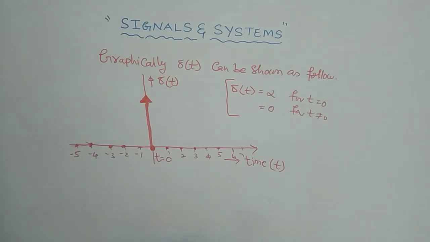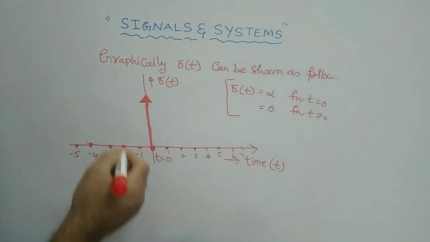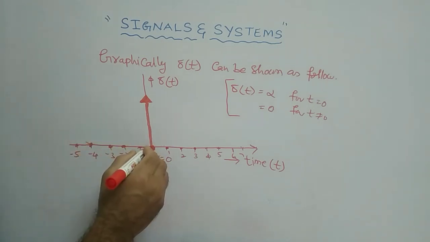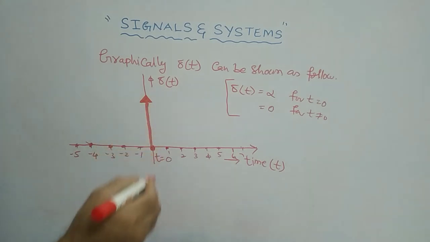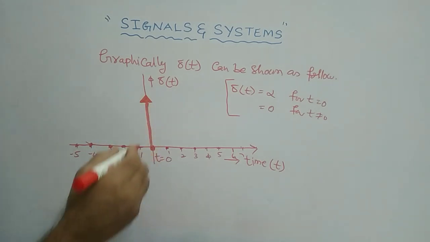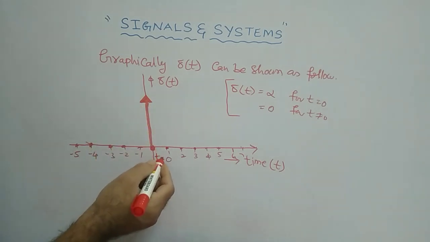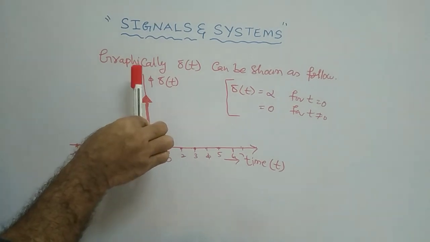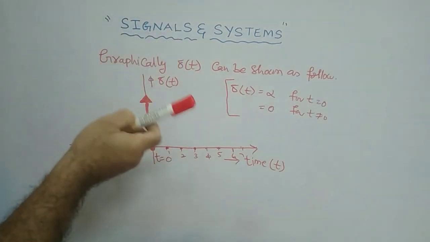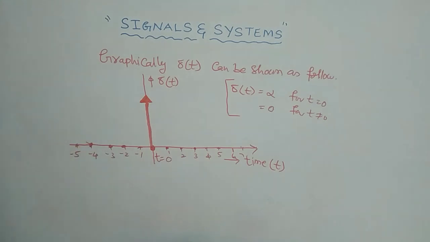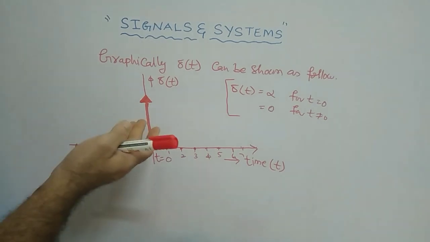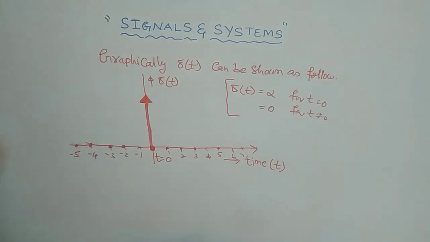By that way, you can remember one important point. The width of this impulse signal is 0. There is no width actually, because it is available at t equal to 0 itself, like this. Therefore, it has 0 width. So the width is 0 here for this impulse function. This is actually for the impulse function.